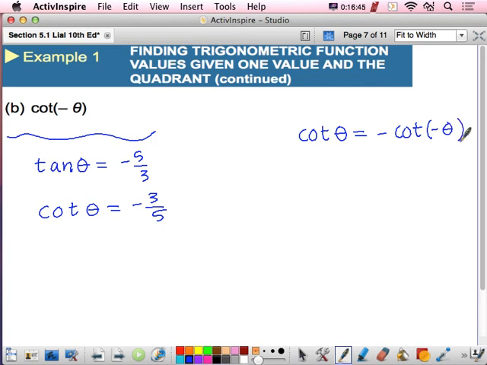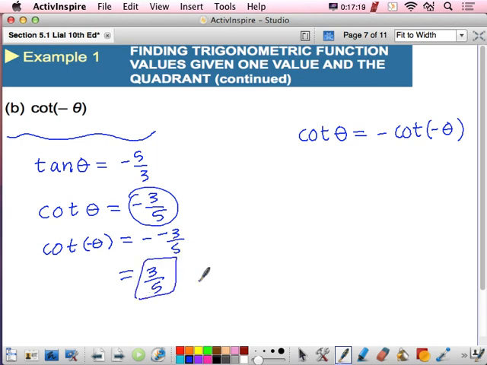Doesn't matter which side you put the negative on. So that's one of your negative angle identities. So that means that if this is cotangent of plain theta, cotangent of negative theta has to equal negative 3/5, right? So it's actually going to end up being, that's a weird 3. Let's fix that. So it's the opposite of this guy. So the opposite of negative 3/5 is positive 3/5.